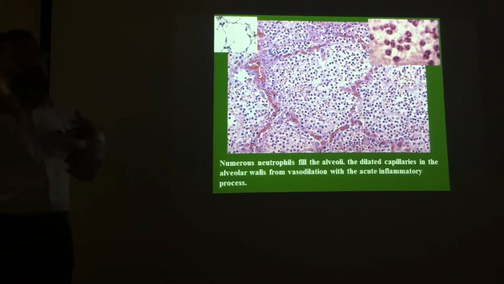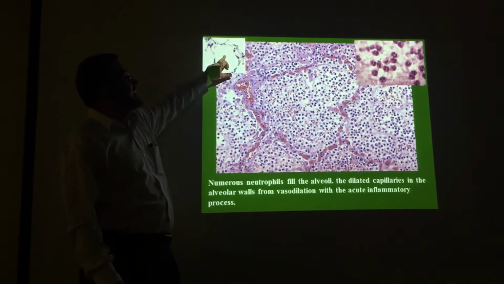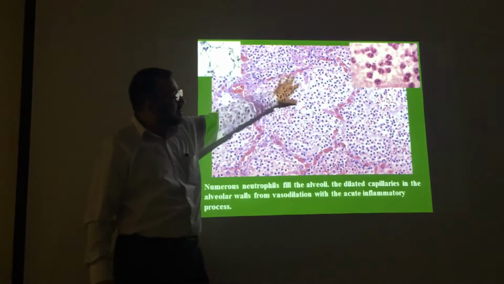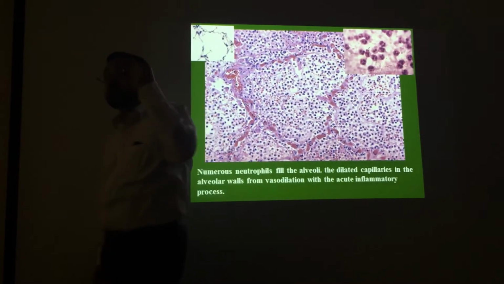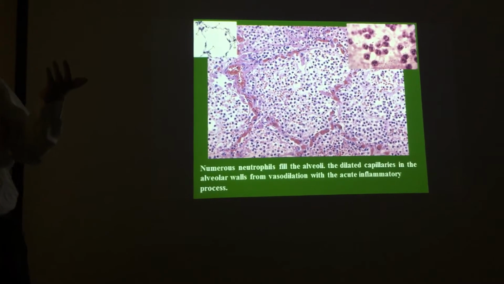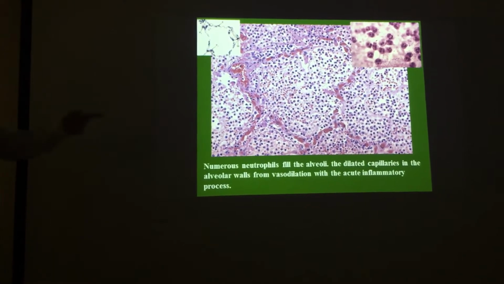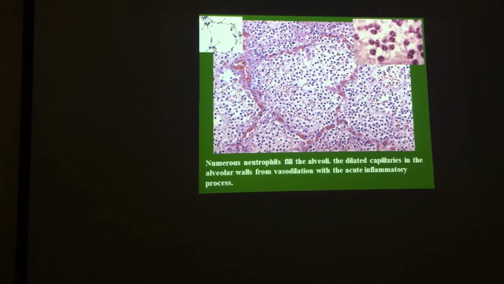Now this is basically lungs. This is normal lungs. Normal lungs contain air, but here you can see all neutrophils, with 1, 2, 3 lobes. When there are more than 2 lobes, this is a neutrophil. So if you find neutrophils, this will be acute inflammation.